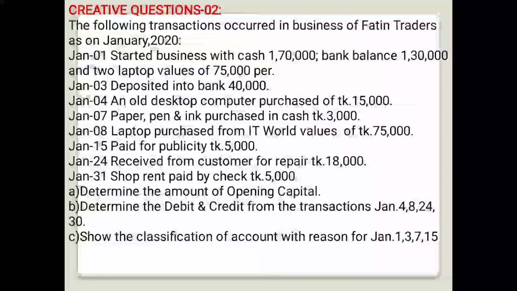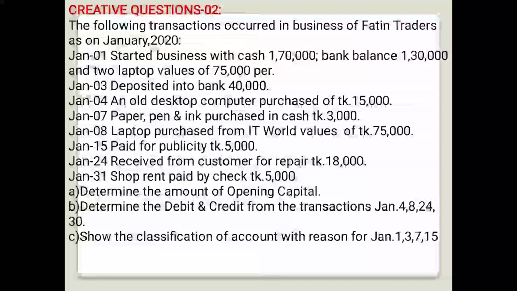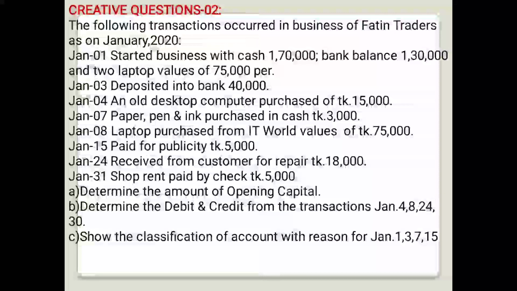carriage expenses, interest expense, advertisement expense, bad debt expense, depreciation expense, expense due, liability, income receivable or due income, asset, prepaid expenses, asset, unearned income, that is liability, repair expenses, office equipment, machinery, furniture, land and building, delivery van, asset, goodwill, patent, trademark, copyright, that is asset items.